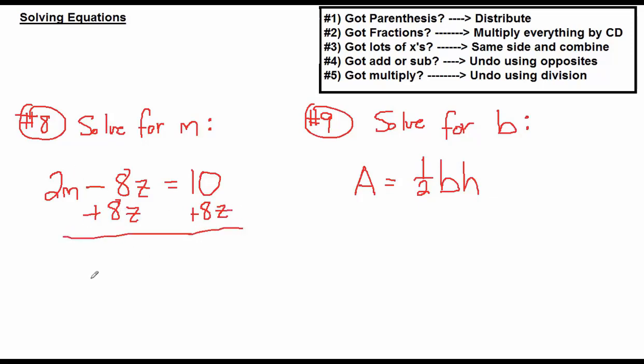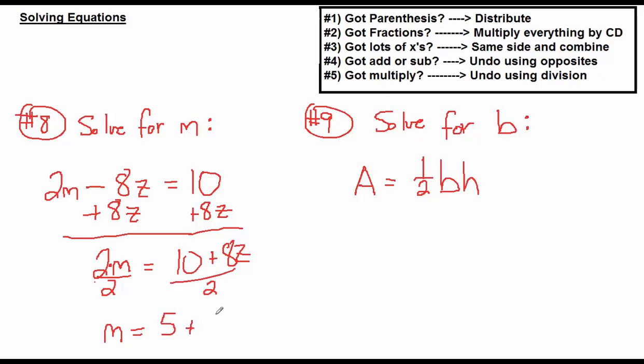Perfect. So I'm left over here with just 2m equals 10 plus 8z. Cool. The last step, got multiplication? Yeah, we got this times by 2. So I'm going to divide by 2. Divide all this by 2 here. And when I do that, I get m equals, let's see, 10 divided by 2 is 5. And 8 divided by 2 is 4z. And so now, notice we have m by itself. And so now we know m equals 5 plus 4z.